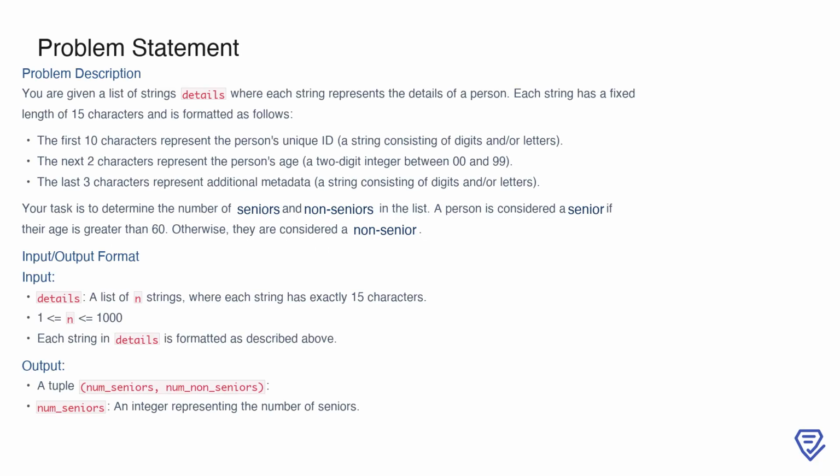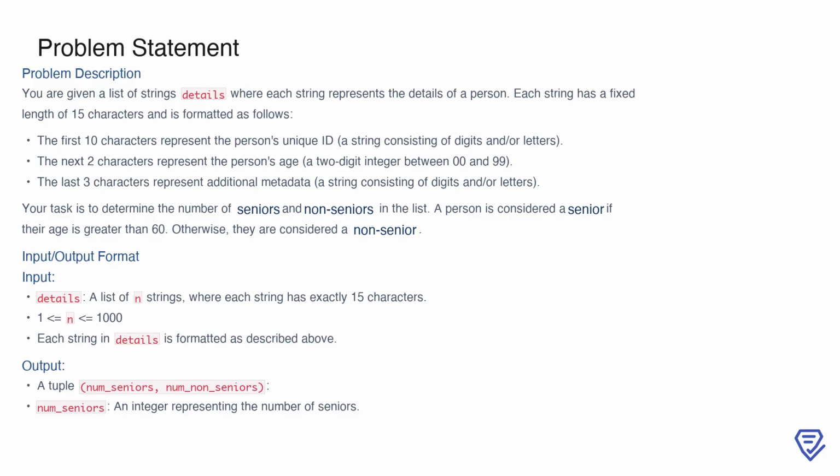In this problem, you are given a list of strings called details, where each string represents information about a person. Each string has a fixed length of 15 characters and follows a specific format. The first 10 characters are a unique identifier for the person, which can include digits or letters. The next 2 characters represent the person's age, which is always a 2-digit integer ranging from 00 to 99. Finally, the last 3 characters are additional metadata, which can also consist of digits or letters.